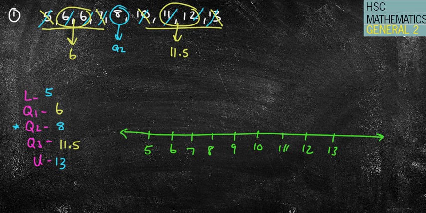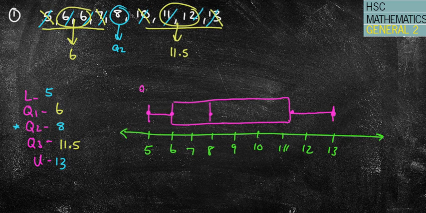Once I've got that, let's plot the information on. So I've got a dot there for 5, a dot there for 6, a dot there for 8, a dot there for 11.5, halfway between, and a dot there for 13. I now draw my whiskers on each of the ends, and then I'm going to draw my box, followed by the line in the middle, which makes my median line.